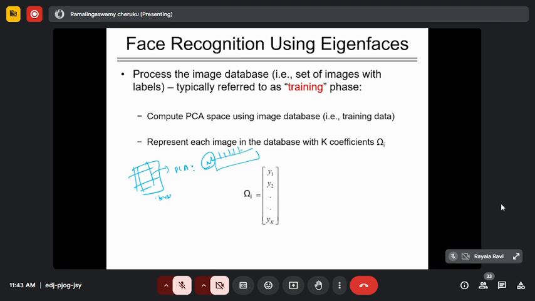They represent each image of the data set with the k coefficients. Now I'm saying the important features we are identifying, I'm calling those important features k, and those are called k coefficients.